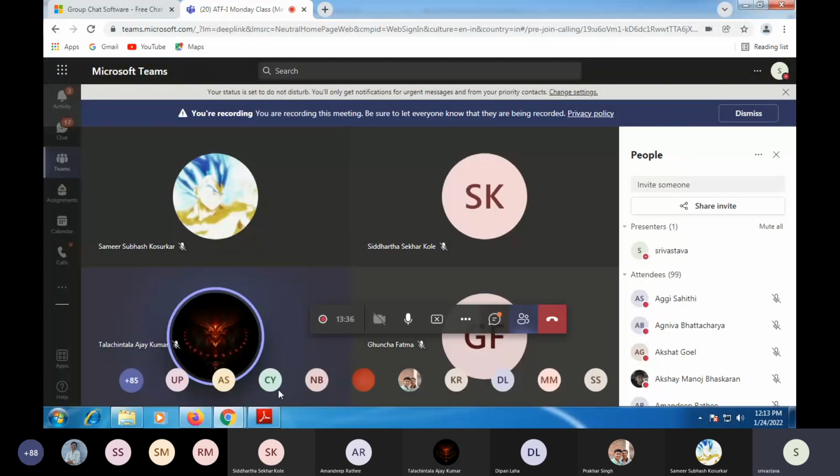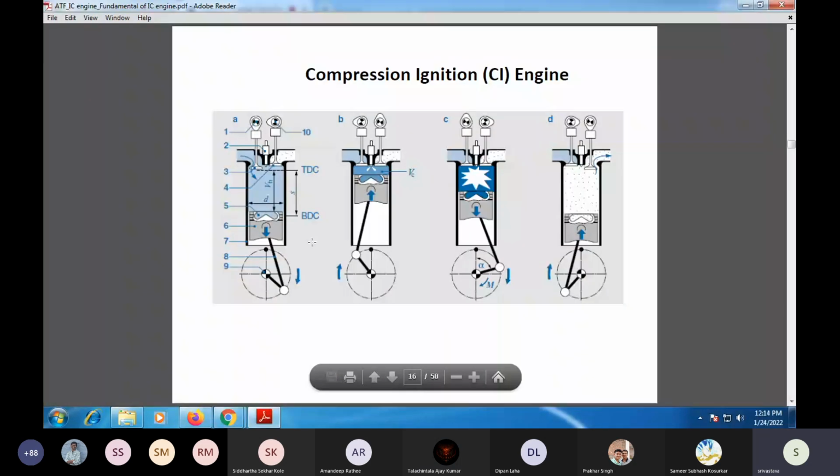Sometimes it happens. So the intake valve may even open before the piston comes down from the TDC to the BDC. So during the intake stroke, the piston will move from the top dead center to the bottom dead center, the intake valve will be in open condition, and it is only the air. Here is the very important point: only the air will come into the combustion chamber from the intake manifold.